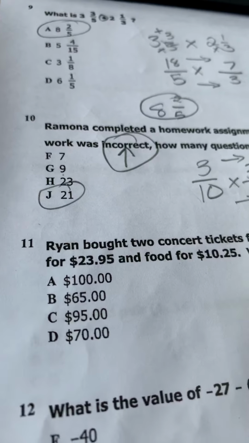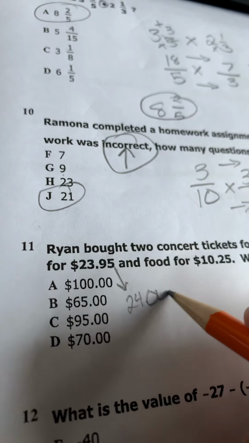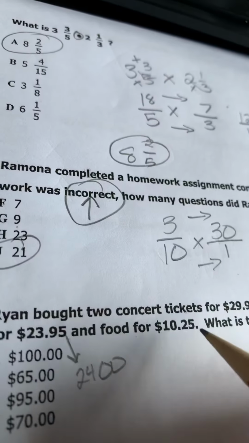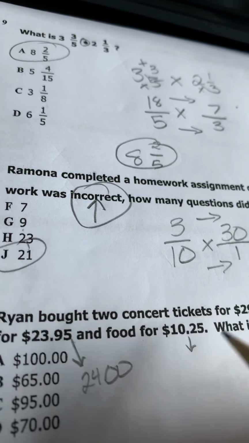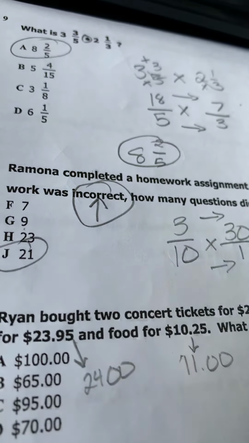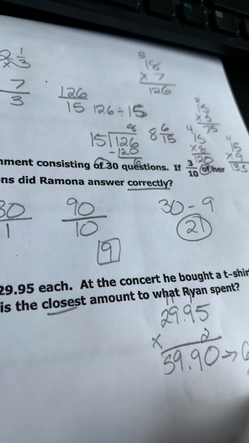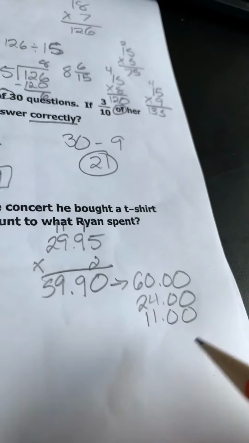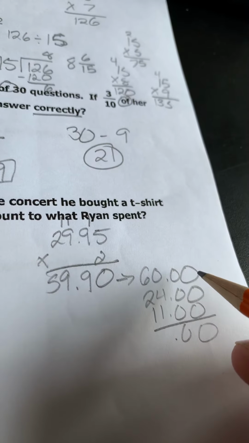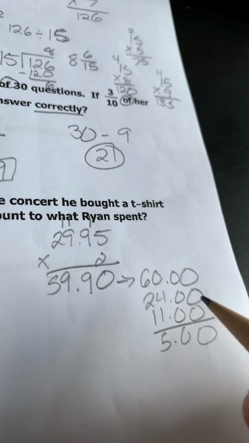He bought a t-shirt for $23.95. I'm going to go ahead and round that to 24. So 24. And then I'm going to go ahead and round this to 11, because we can't really round that back to $10. Okay. So 11. Decimal 00. Make sure they're all lined up. 4 plus 1 is 5. 8, 9.